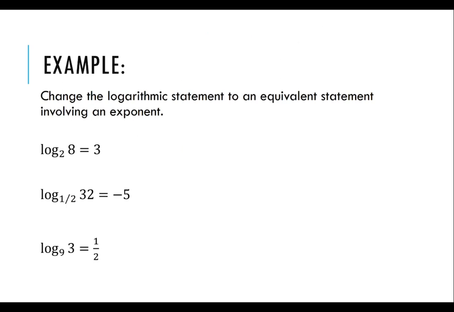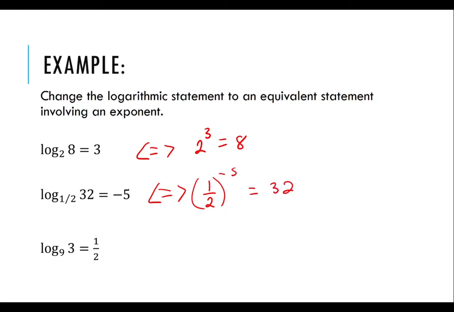Now we're going to write the logarithmic statement as an exponent statement. Same definition we just used. We have this base 2 cubed is equal to 8. That's how we write this. The base, the power is equal. Here we have a base of 1/2. So this is 1/2 raised to the negative 5th power is equal to 32. And if you were to confirm, that's true. Log base 9 of 3 is equal to 1/2. That's the same thing as saying 9 raised to the 1/2 power is equal to 3.